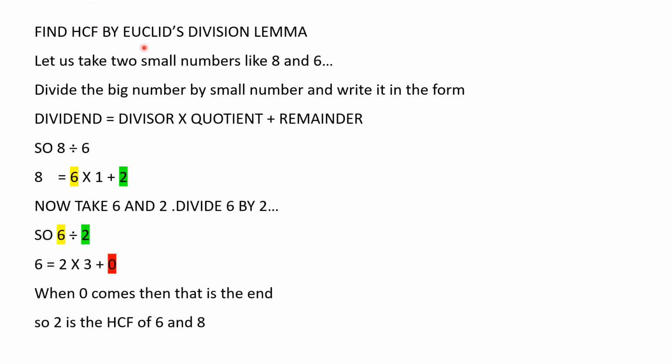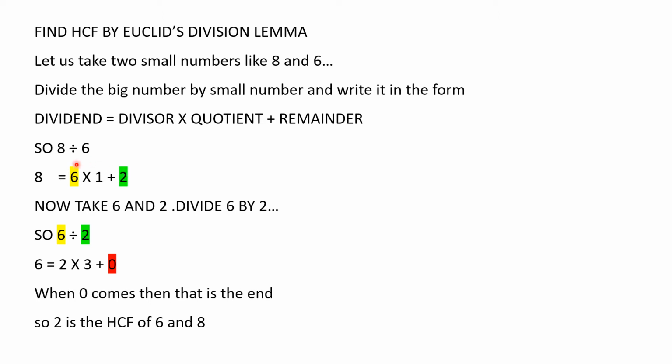Find HCF by Euclid's division lemma. Let us take two small numbers, 8 and 6. The big number is 8, so divide 8 by 6. When you divide 8 by 6, 6 ones are 6, and the remainder will be 2. 8 equals 6 into 1 plus 2. You should not worry about the quotient. You should worry only about the divisor and the remainder.